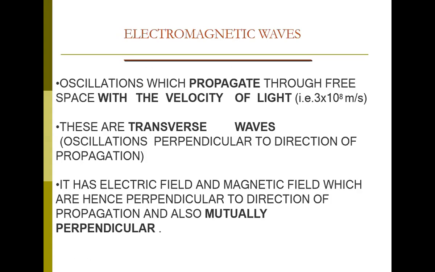Electromagnetic waves are oscillations which propagate through free space. We know that in free space, all of you are attending the class on your mobile also. This is only possible because there is an oscillation of the waves in the free space. Normally, we will say that these waves travel in the space with the speed of light, that is 3 into 10 raised to power 8 meter per second.